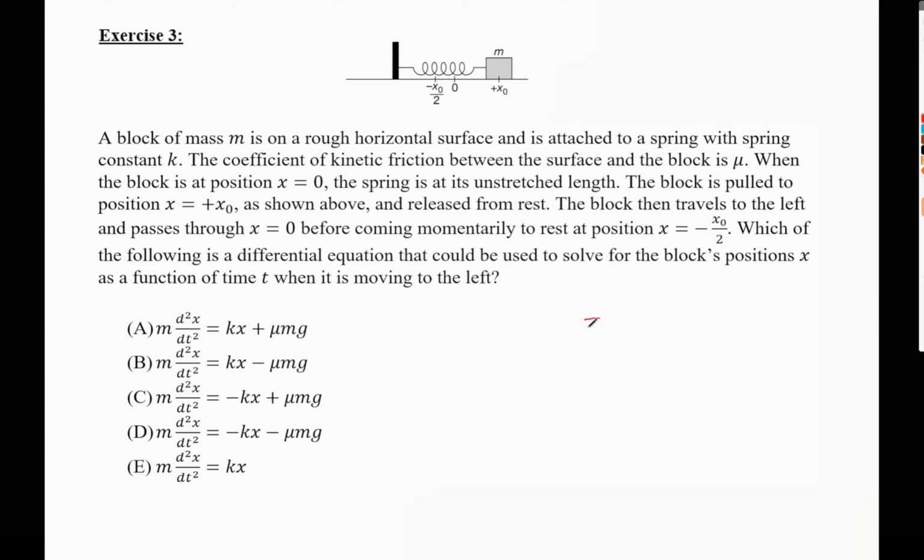We can directly do it. F net is ma. On the left we have m d square x by dt square. On the right we have minus kx plus the force of friction, which is given by mu mg. So the correct one would be C. So that would be minus and that would be plus.